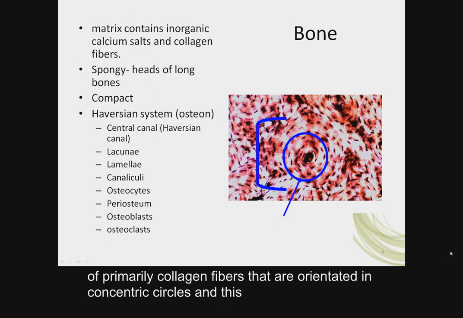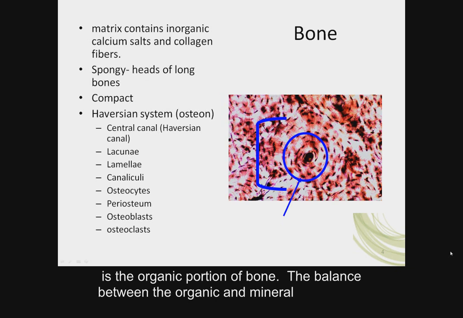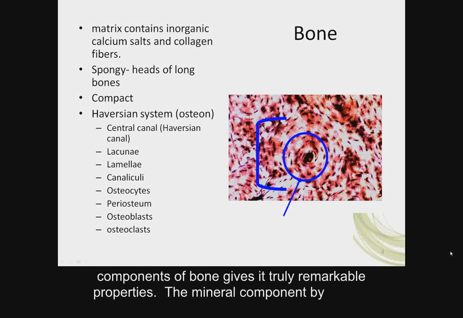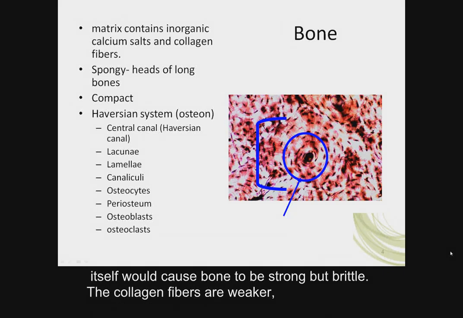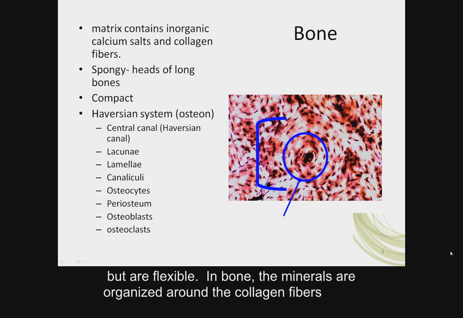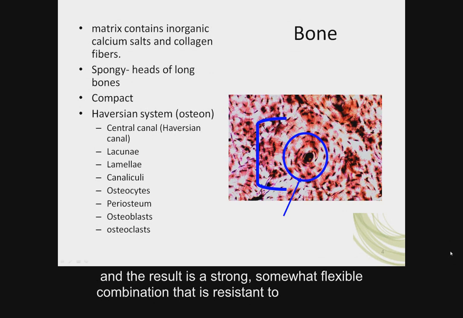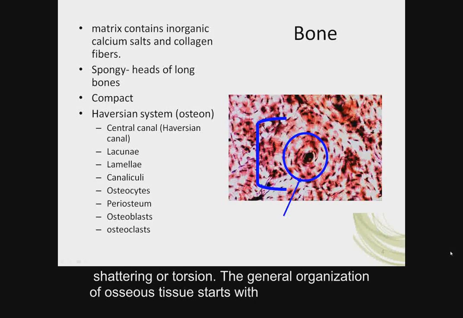The fibers consist of primarily collagen fibers that are oriented in concentric circles, and this is the organic portion of bone. The balance between the organic and mineral components of bone gives it truly remarkable properties. The mineral component by itself would cause bone to be strong but brittle. The collagen fibers are weaker but are flexible. In bone, the minerals are organized around the collagen fibers, and the result is a strong, somewhat flexible combination that is resistant to shattering or torsion.